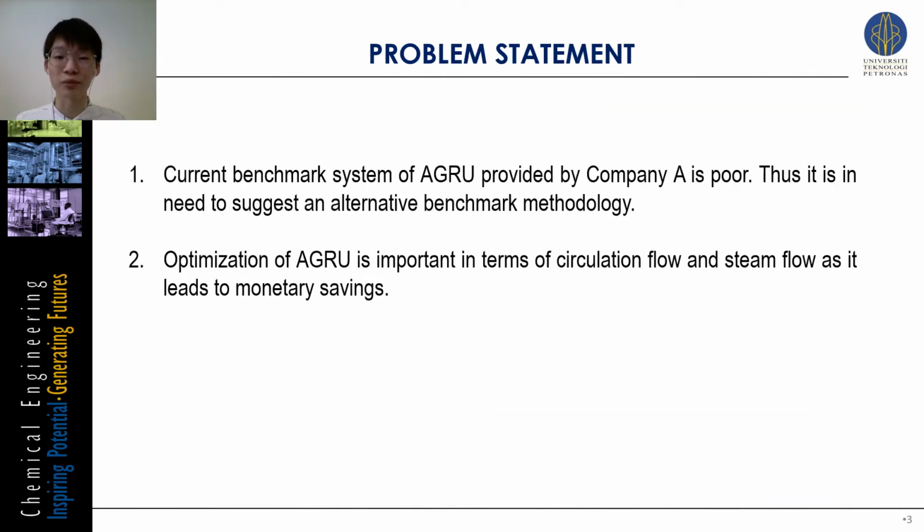Next, I present the problem statement for my project. There are two problem statements I would like to mention. The first is that the current benchmarking of AGRU provided by company A is actually very poor, so there is a need to suggest an alternative benchmark methodology in order to optimize and better control the AGRU. Next, in terms of optimization of AGRU, there are two main parameters, which are the circulation flow and the steam flow. The reboiler and the preheater are essential because they lead to money saving.